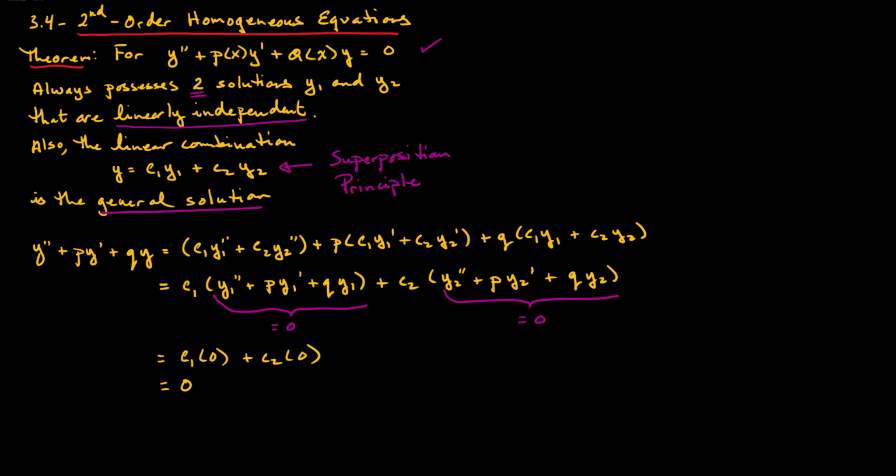So what this tells us is that if we know that y1 and y2 independently are two solutions to this second-order linear homogeneous ordinary differential equation, then their linear combination c1 y1 plus c2 y2 is also a solution, and what we call this is the general solution.